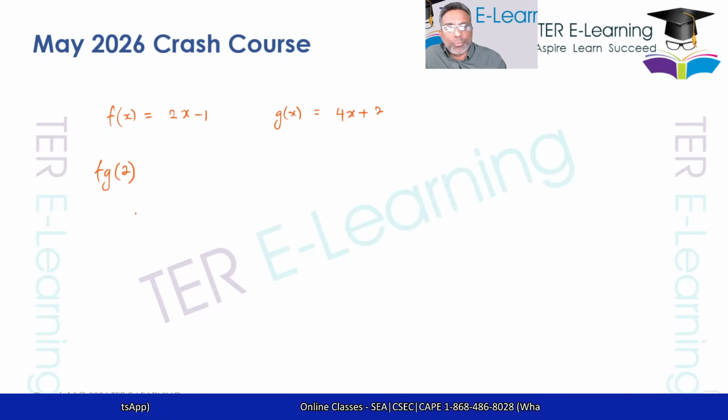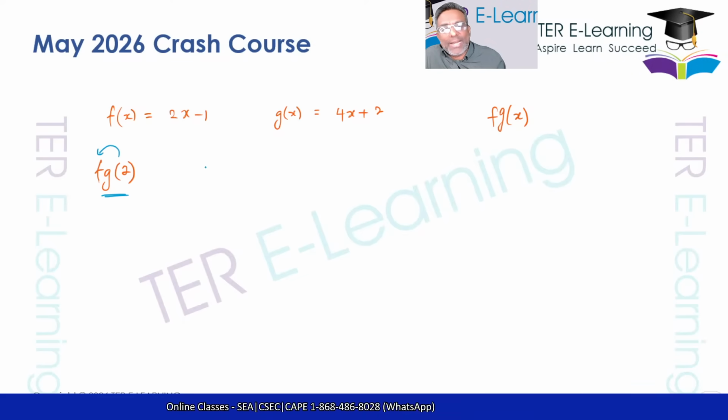Now, some students might go and find fg of x first and then plug 2 into it. But there's a shorter way to work this problem. No need to make life more difficult. Since you read composite functions from right to left, what I would do in a question like this is work out g of 2 first. So g of 2 will be 4 by 2 plus 2. So that's 4 2s are 8 plus 2. And that's going to give us 10.